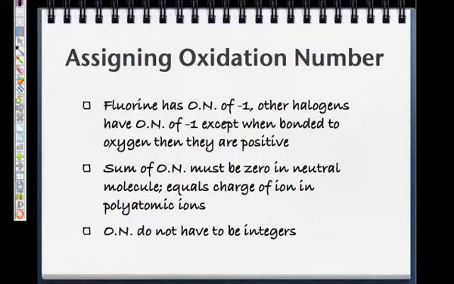The sum of the oxidation numbers must be 0 in a neutral molecule, and it will equal the charge of the ion in a polyatomic ion. And oxidation numbers do not need to be integers, so you can have fractions for oxidation numbers.